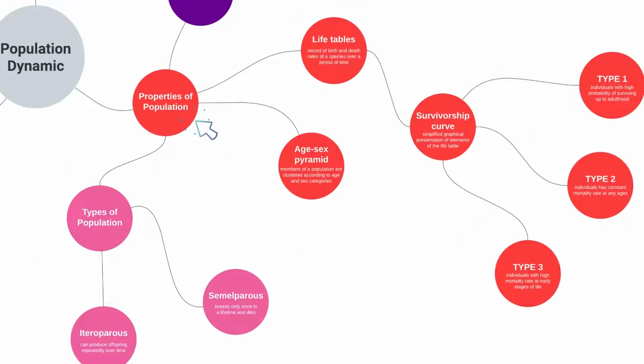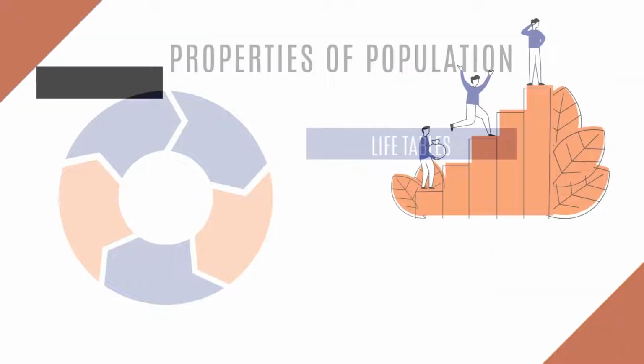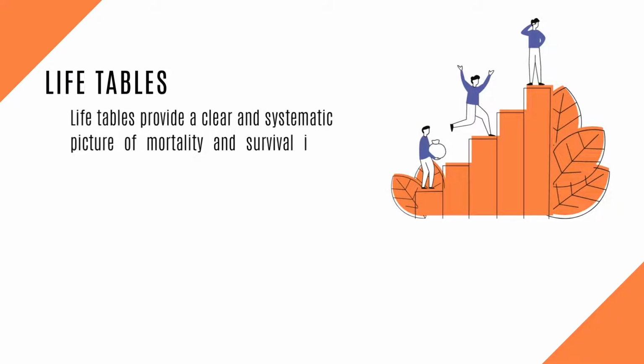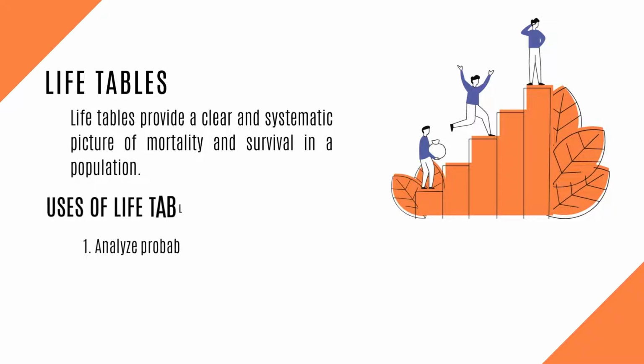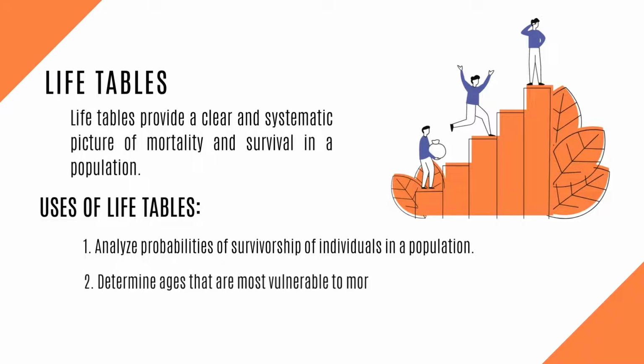We now move to the properties of population. There are 3 properties. The first property is the life tables. As its definition states, life tables provide a clear and systematic picture of mortality and survival in a population. Life tables can be used to, first, analyze probabilities of survivorship of individuals in a population. Second, determine ages that are most vulnerable to mortality. And third, predict population growth.